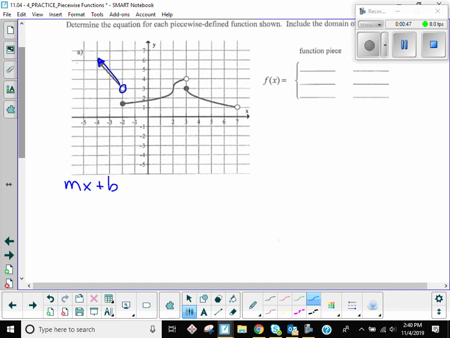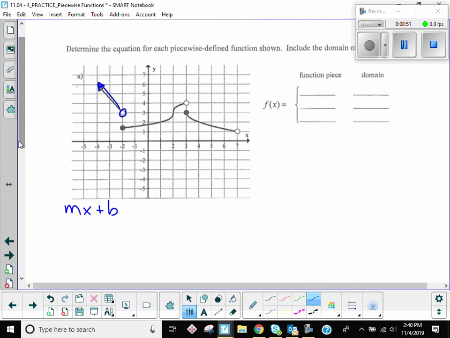The first thing I do is figure out the slope. So I pick 2 points on there. I'm going to pick the open circle and the point at the tip of the arrow. And to do slope, you just have to figure out your rise over run. So rise is down 3, and the run is over 2. So rise over run means the slope is negative 3 halves.